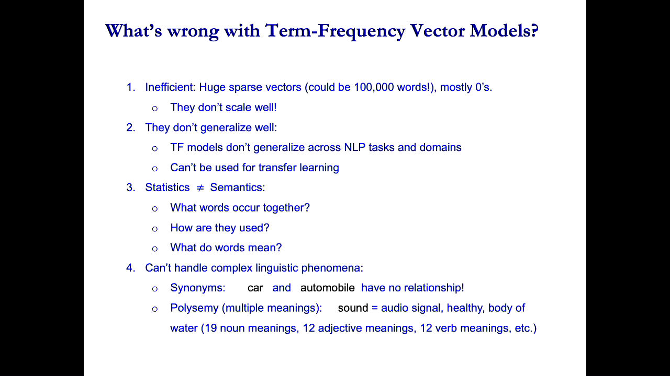Across tasks, you design a bag of words or a term frequency model for a particular task, classification. Now you want to use it for generation. Well, it doesn't generalize. And you can't do transfer learning, which we'll talk about later. You can't build some system and then have people add on to it. You can get pre-trained models, right? And then you can add on to them. But you can't do that with these. They're too tied into their original model.